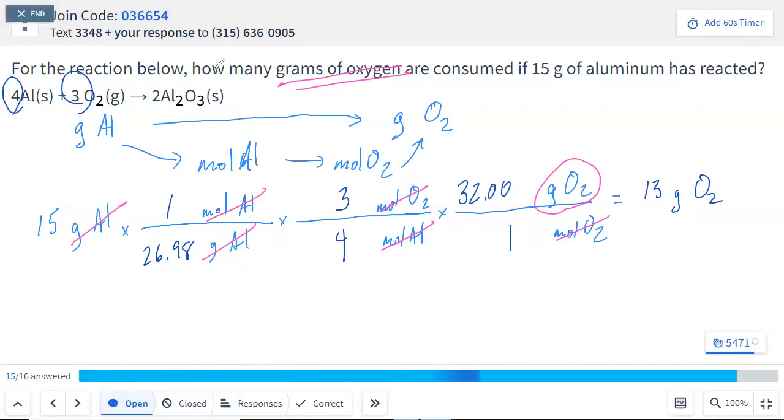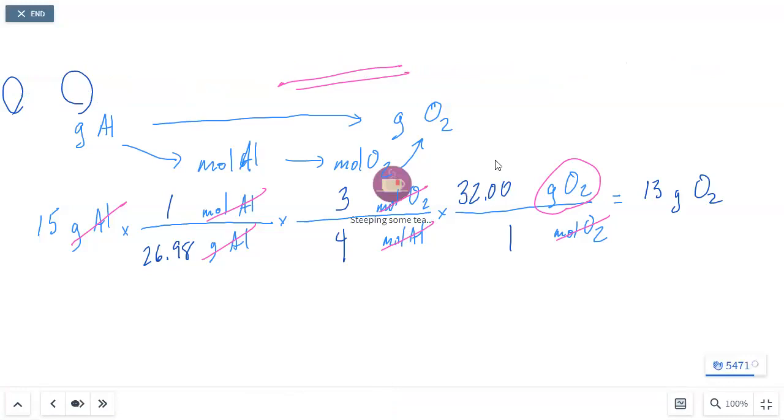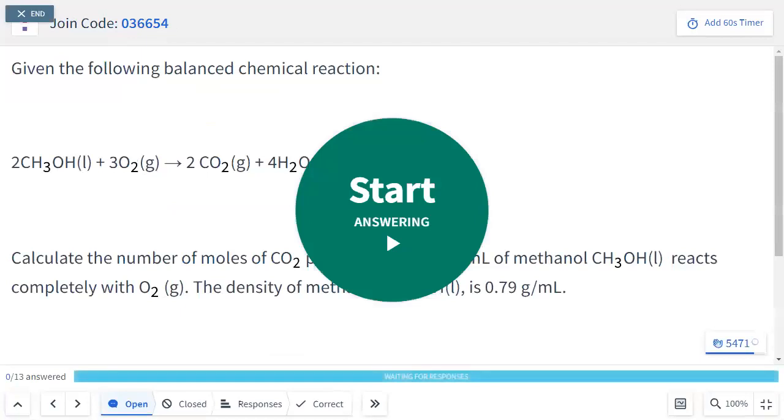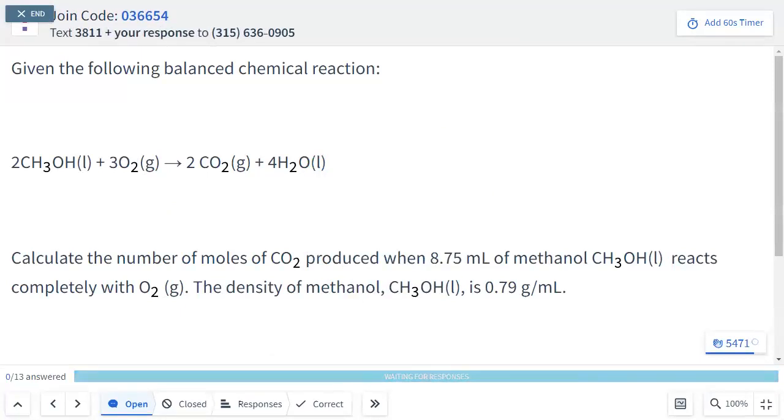Other questions? All right, let's do another one here. Slightly different kind of calculation in terms of the end goal, but overall same idea. How many moles of carbon dioxide are produced when 8.75 milliliters of methanol react completely with oxygen? The density of the methanol is 0.79 grams per milliliter.